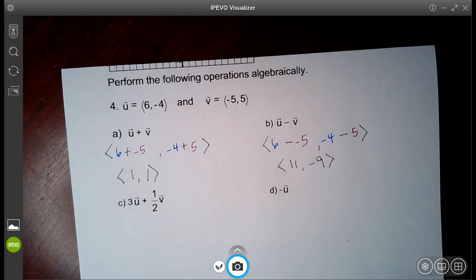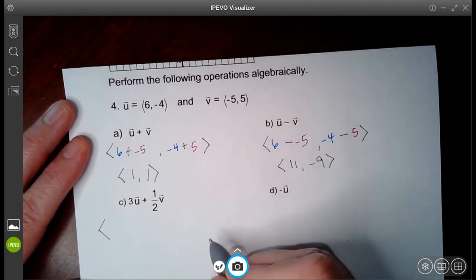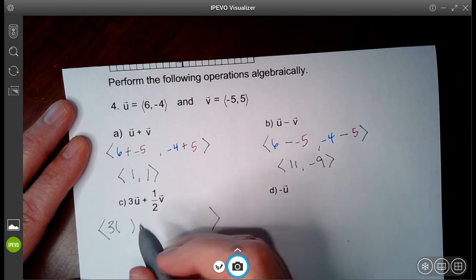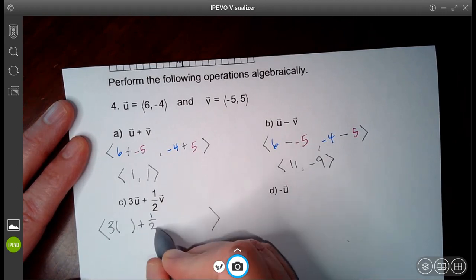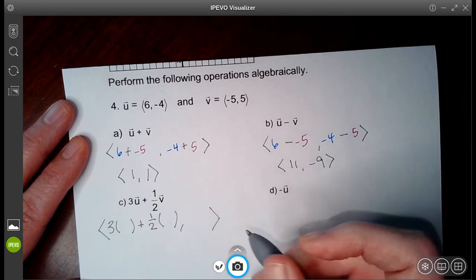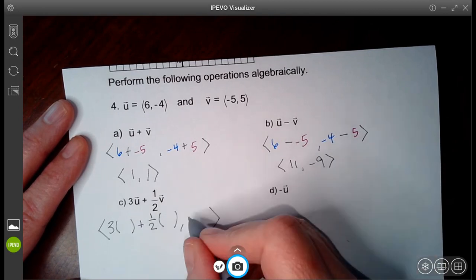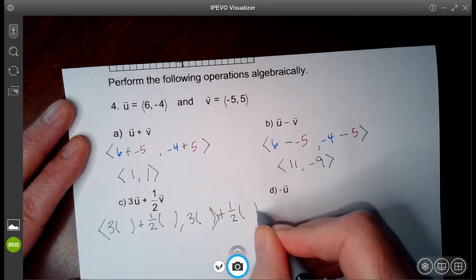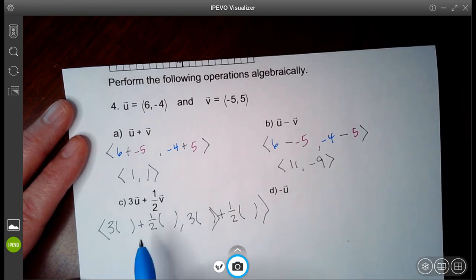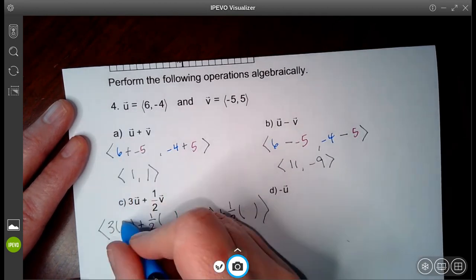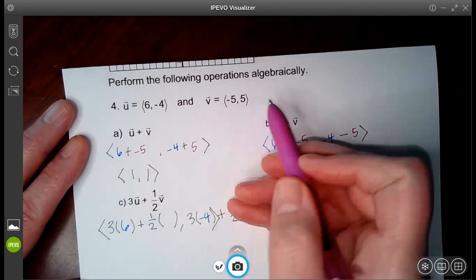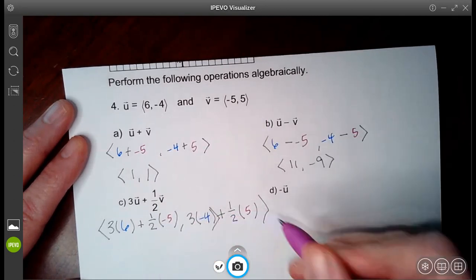Okay, so if I'm going to do number, let's see, C, I'm doing 3u minus 1/2 v. So this one takes a little bit more work because we got to do, okay, so I have 3 times whatever the u is, and then plus 1/2 whatever the v is. Ignore this. So I'm doing 3u plus 1/2 and whatever the v is. Kind of wrote big here. All right, so 3u. So u is 6, -4, and v was -5, 5. Well, aren't we lucky on this?